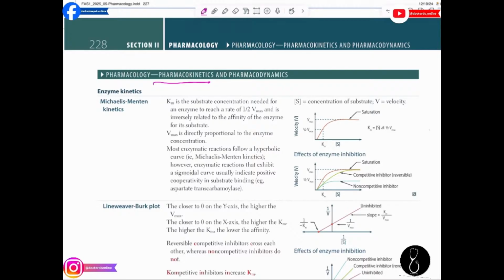Substrate plus enzyme is converted to enzyme plus product. Fine. Here I will give you one concept: as the substrate increases, the velocity, the kinetic rate, increases. For example, I will make one diagram.